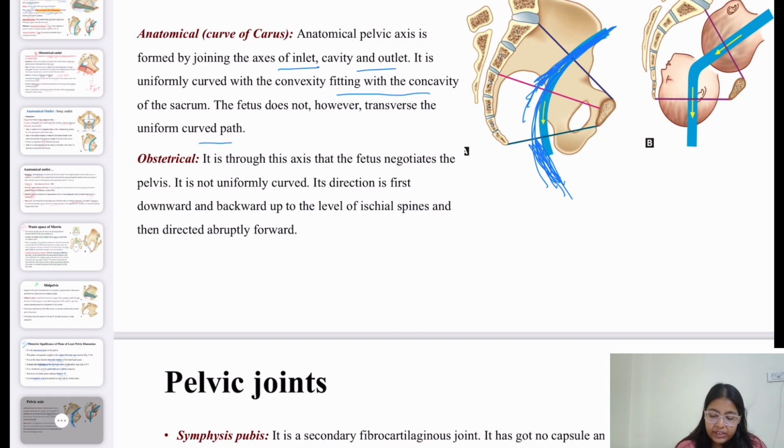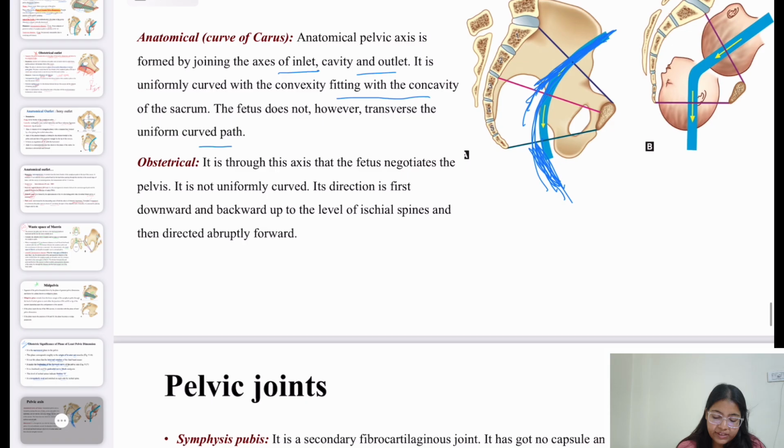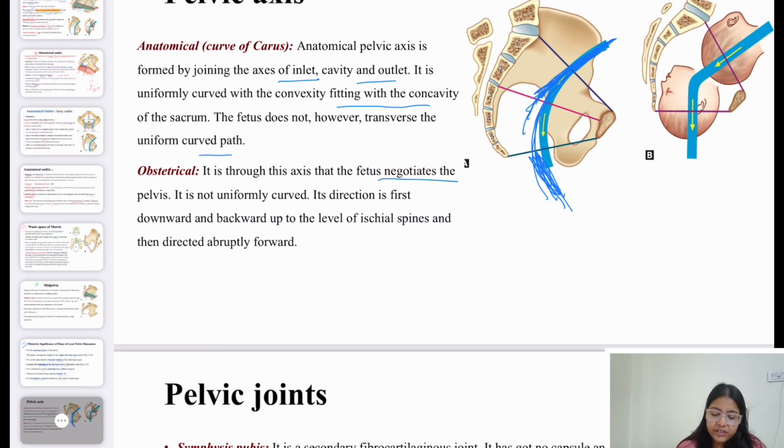And what is the obstetrical axis? Obstetrical axis is through which the fetus negotiates. So the fetus negotiates like this. It is not uniformly curved. Direction is first downward and backward up to the level of the ischial spine, and then forwards from the ischial spine.